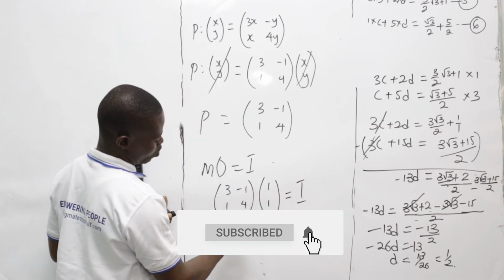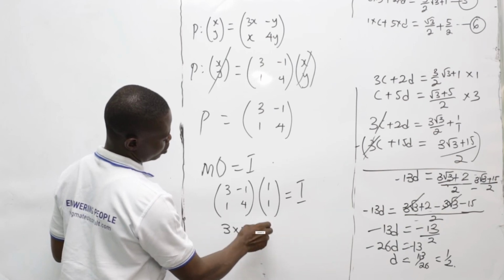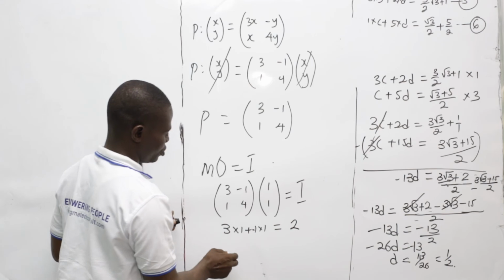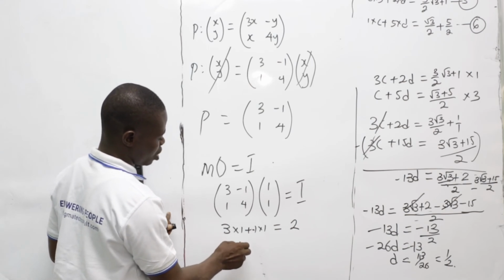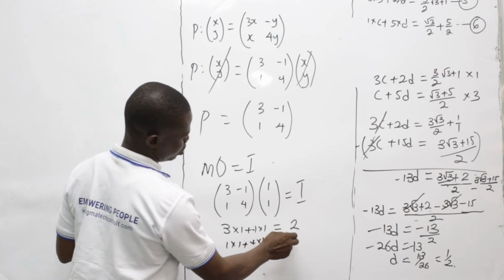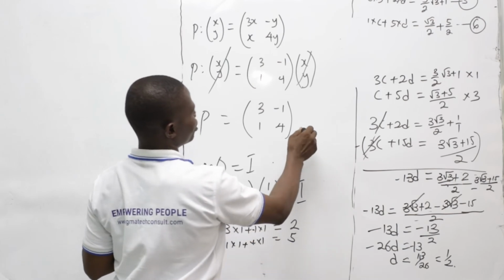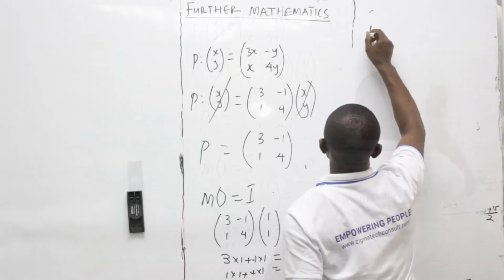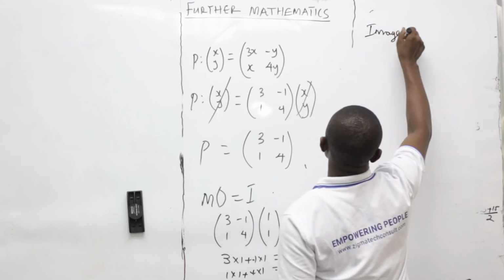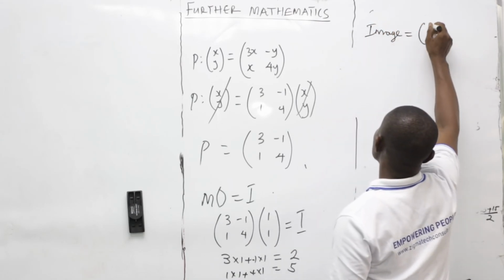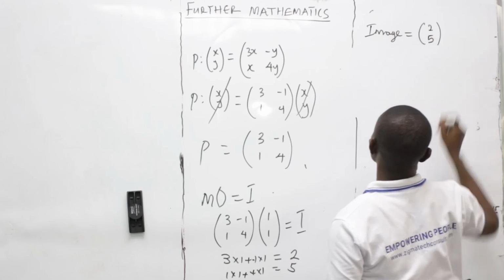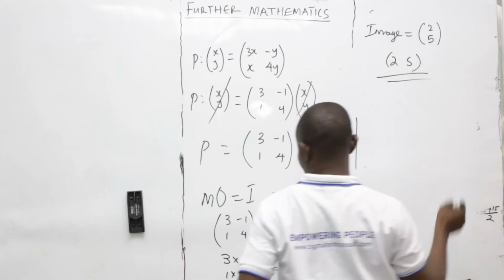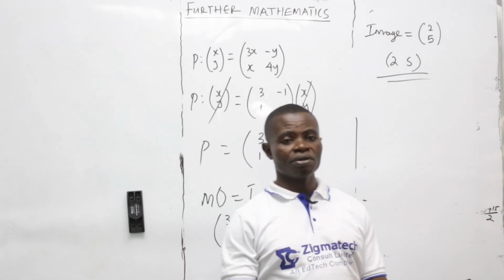So that 3 times 1 plus minus 1 times 1 equals 2. Then 1 times 1 plus 4 times 1 equals 5. Hence, image equals (2, 5). I know how you want it. That's okay. So that is the image.